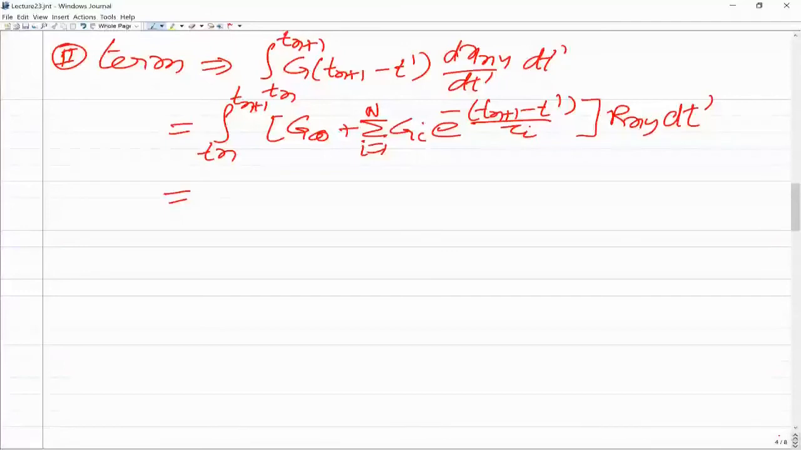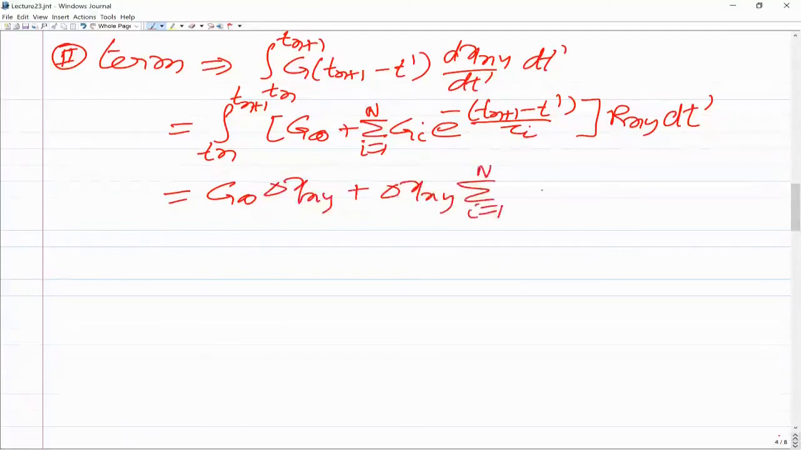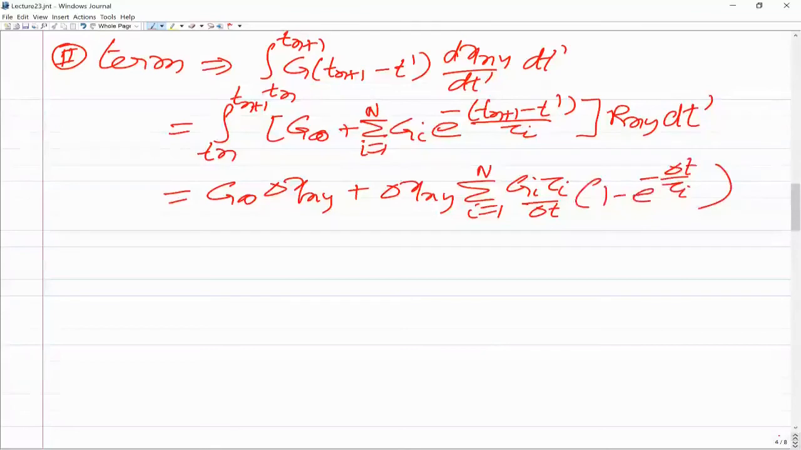Let me at least try to do this delta tau xy term. I think that is what I can do. We said that the second term can finally be written as g infinity into delta gamma xy plus delta gamma xy into summation I going from 1 to n gi tau I upon delta t into 1 minus e to the power minus delta t upon tau I. So this is what I had said. Now let us go to the second and third terms.